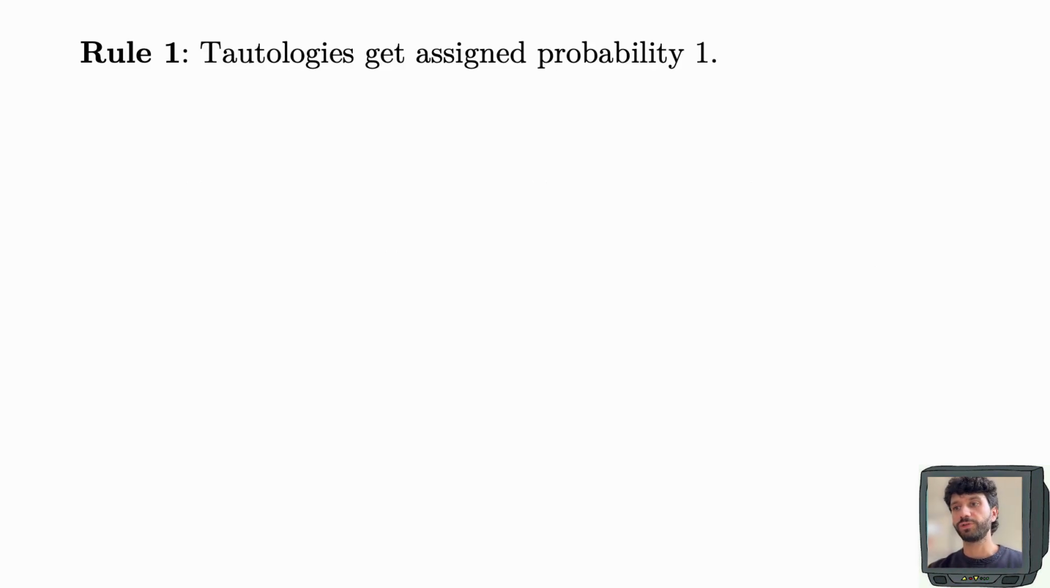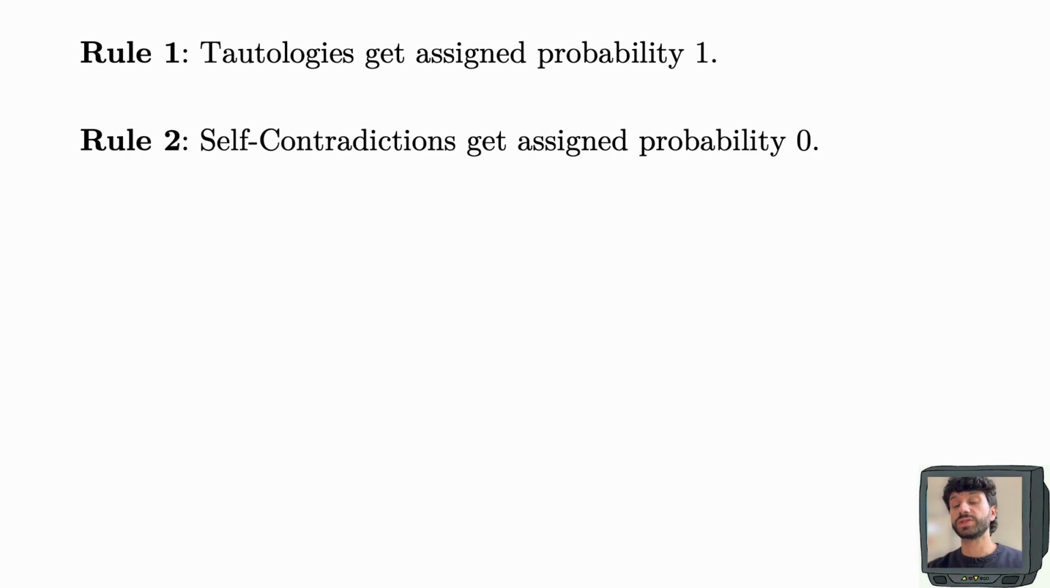So let's start by refreshing our memory on the 5 rules that we have seen. The first, which might be the simplest, is that tautologies get assigned probability 1. So remember, if a statement is always true, then that statement is certain, so we're going to want to assign it probability 1. The second rule that we saw is that self-contradictions get assigned probability 0.